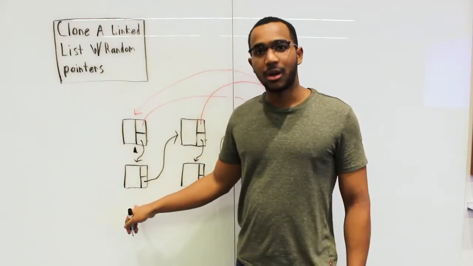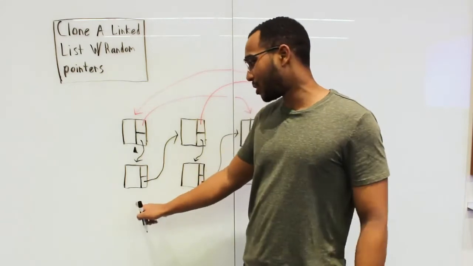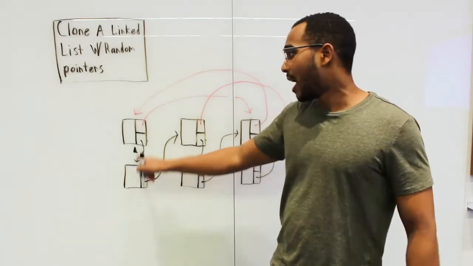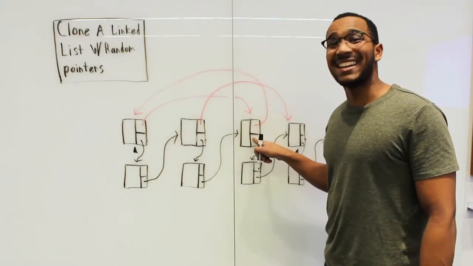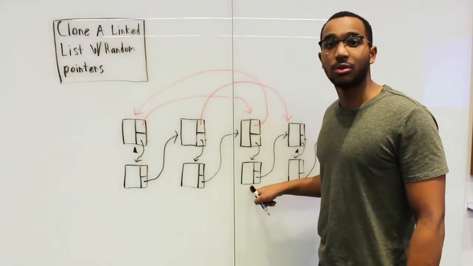That is my clone. Cur.next.random, I want to set that. I want to set the random pointer for this node. What do I set this random pointer to for this node? I go cur.random.next. What is that? The clone of the original node's random.